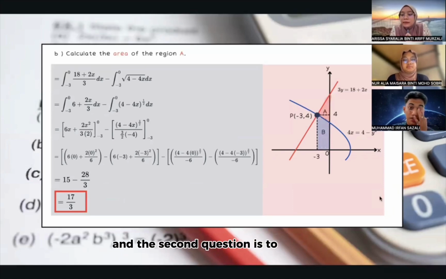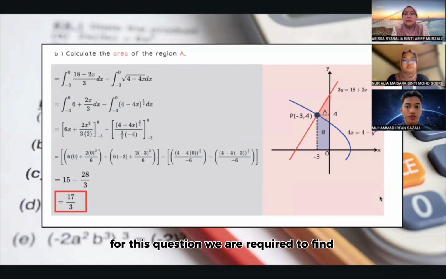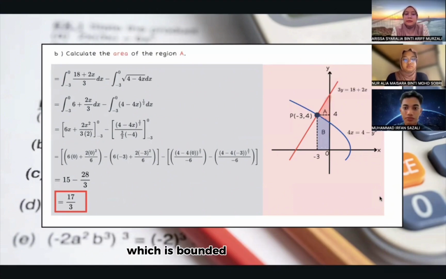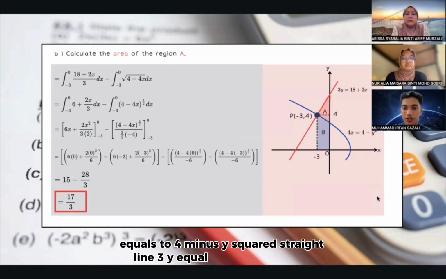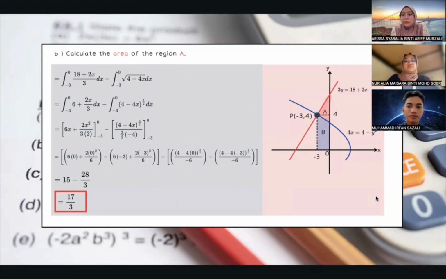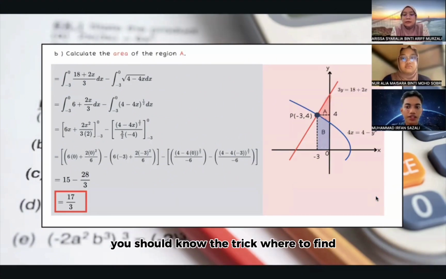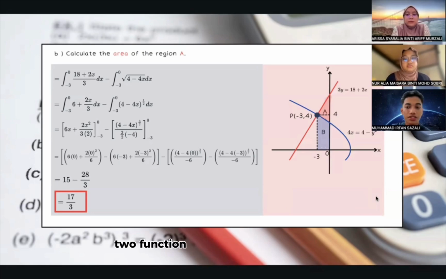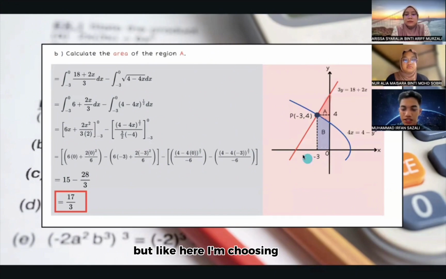And the second question is to calculate the area of the region A. For this question, we are required to find the area of region A, which is bounded by the curve 4x = 4 - y², straight line 3y = 18 + 2x, and y-axis. You should know the trick where to find the area. We have to integrate the two functions with respect to the same axis. Like here, I'm choosing x-axis.